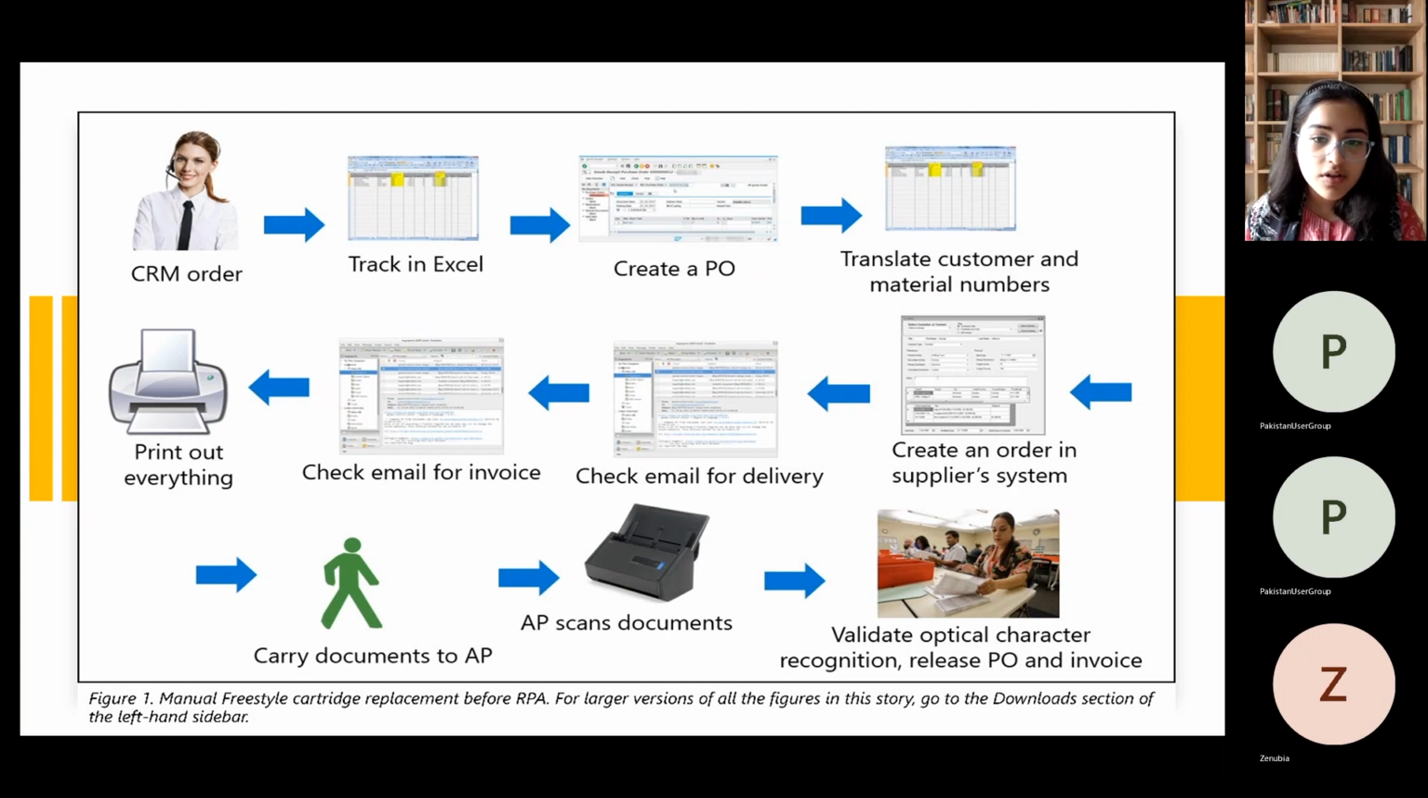This is what Coca-Cola Bottling Company had to do before it used Power Automate. And as you can see, that is a lot of manual work. And Power Automate has successfully automated more than half of these procedures.